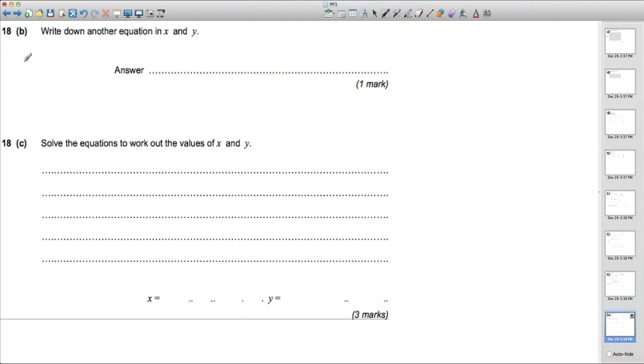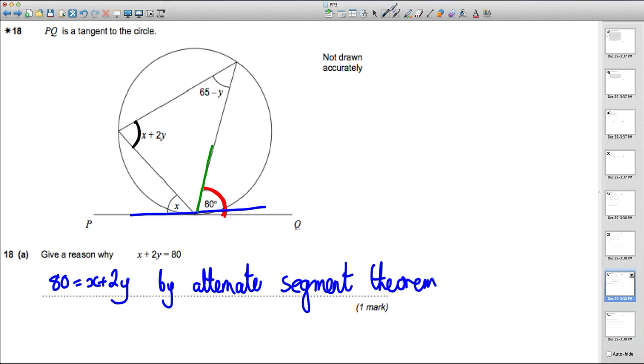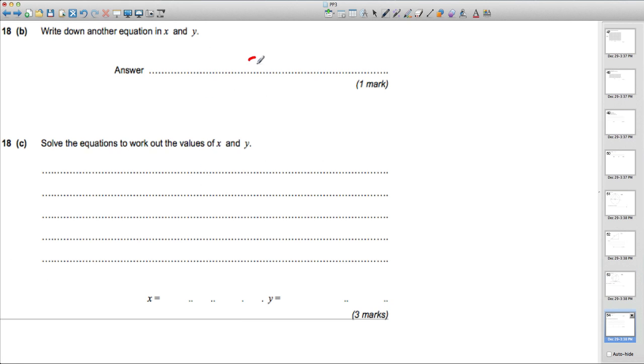Okay, next question. Write down another equation in x and y. Well, similarly, this angle here must equal this angle here, by this exact same rule, just going from the other side. So x must equal 65 minus y. Okay, solve the equations to get the values of x and y. Let's write our equations down. x plus 2y is equal to 80 and x is equal to 65 subtract y.